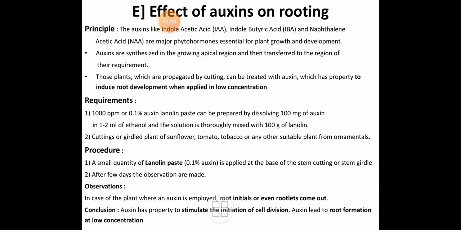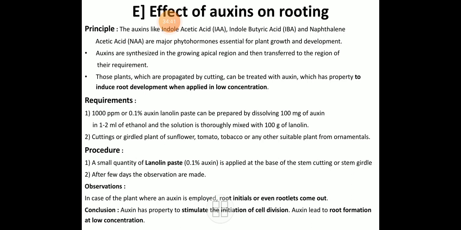Now, here we have to prepare 1000 ppm or 0.1% auxin lanolin paste, which can be prepared by dissolving 100 milligram of auxin in 1 to 2 ml of ethanol, and the solution is thoroughly mixed with 100 gram of lanolin, isn't it? Why do we have to dissolve it in a small amount of ethanol, then make the final volume with the help of water? Because in 1 to 2 ml it gets dissolved, it never gets dissolved in water. That's why first of all we have to dissolve it. Lanolin is actually a sticky substance, that also we have to add into it.